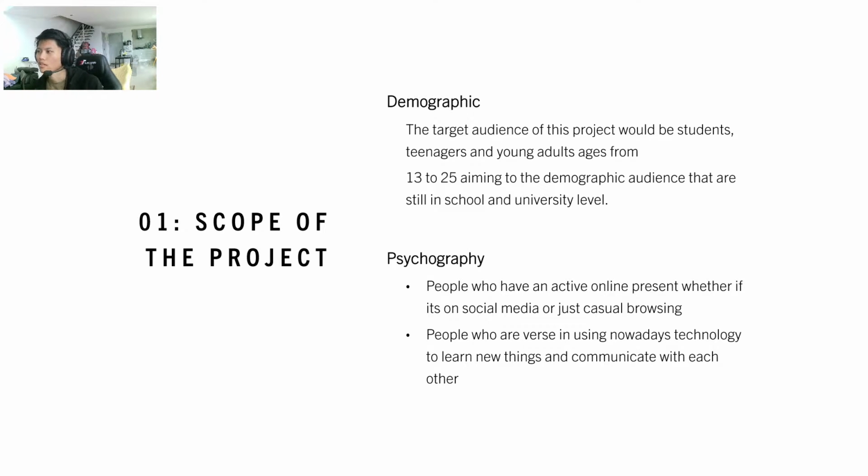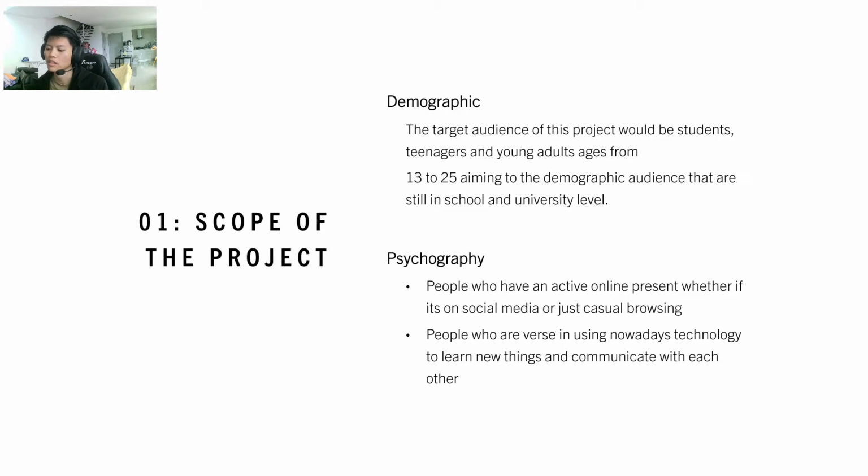Next, scope of the project. So, demographic. Since we are using new 21st century technology, the target audience of this project will be students, teenagers, and young adults aged 13 to 25, aiming at a demographic that is still at school and university level. Now, why do I choose them? So the psychography is people who have an active online presence, whether on social media or just casual browsing. And from what I've seen, 13 to 25 is around the age where people spend most of their time on social media.